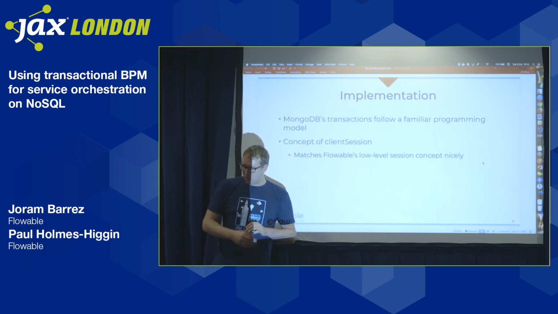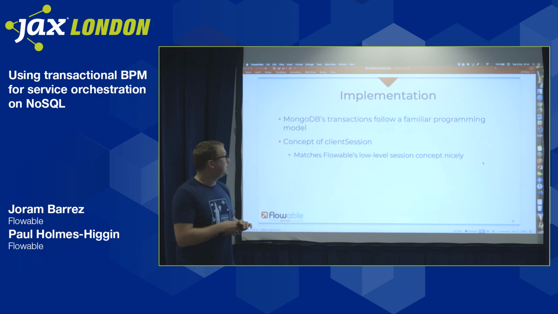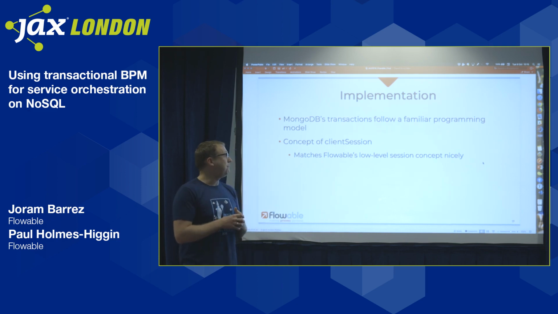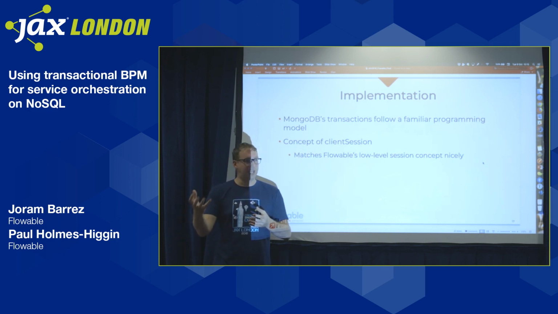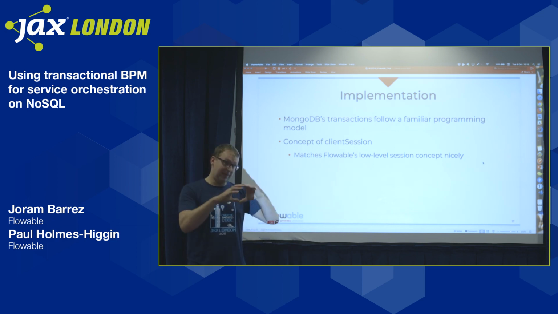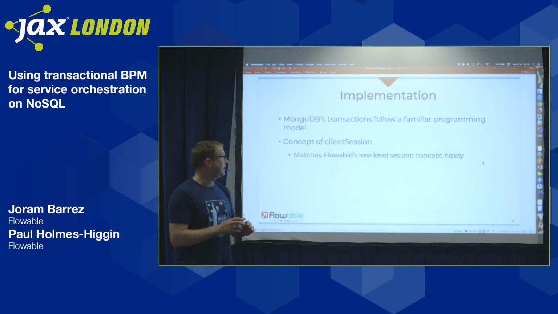Now, looking at the MongoDB transactions, they actually follow a very familiar pattern. If you, for example, use JDBC, they follow a pattern that is familiar to Java developers. They have the concept of a client session. The moment you start a transaction, you get an object back, called a client session, and you have to pass that object into each of the new operations afterwards. All these operations are then part of the same transaction. I'll show you that in the code after this slide, I believe.